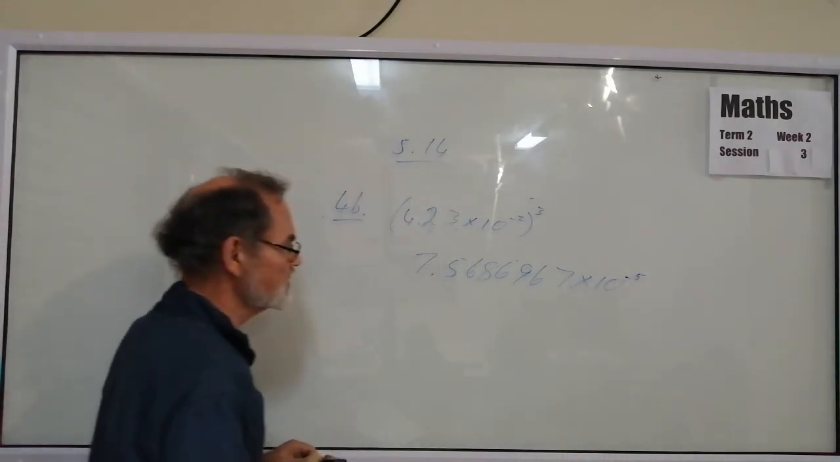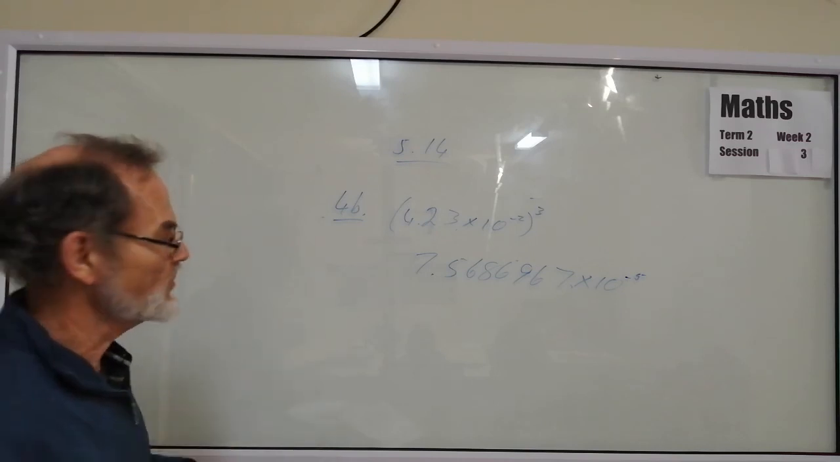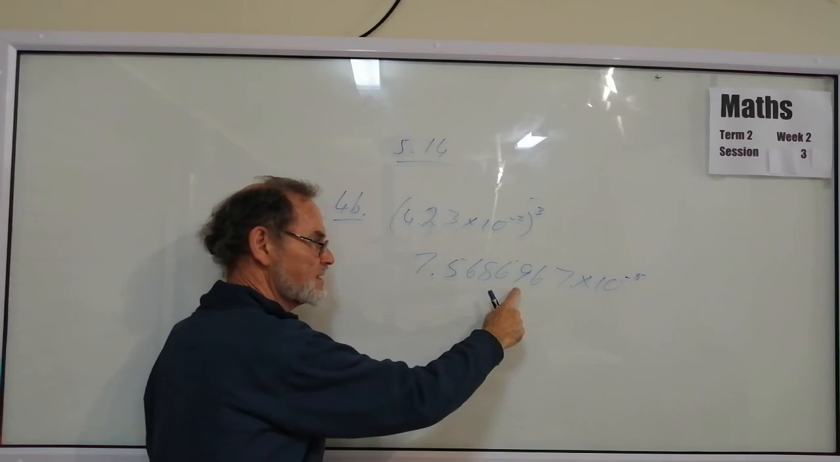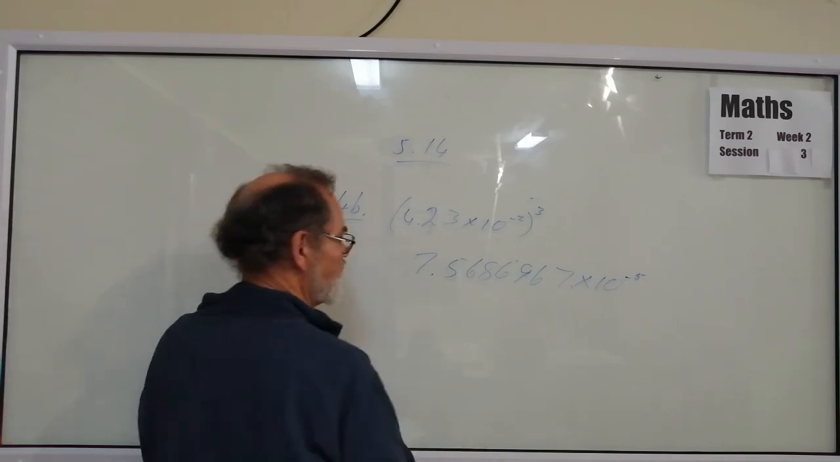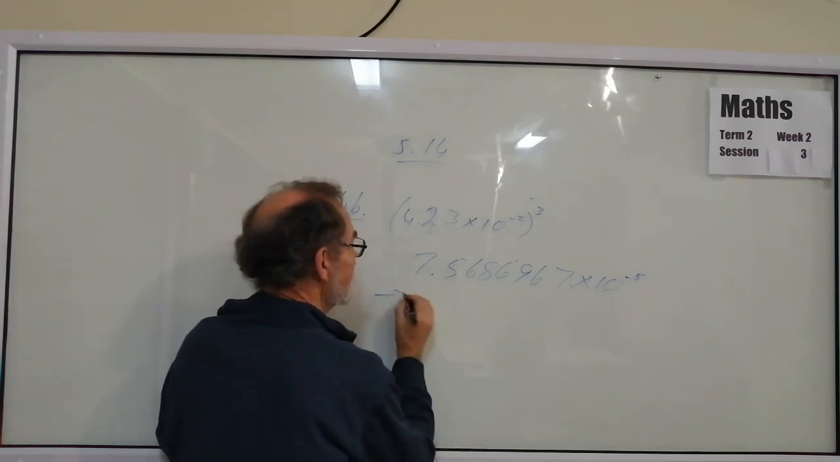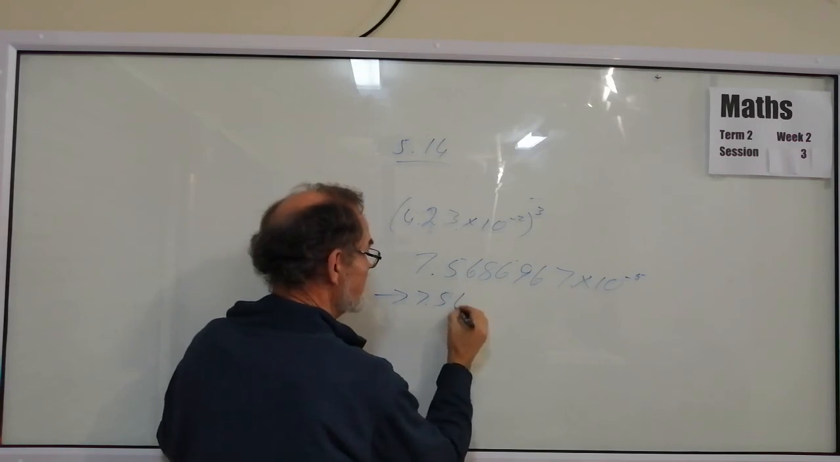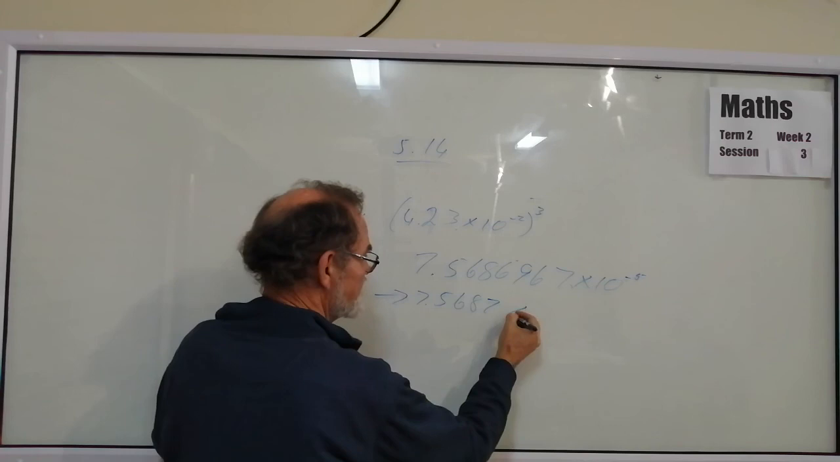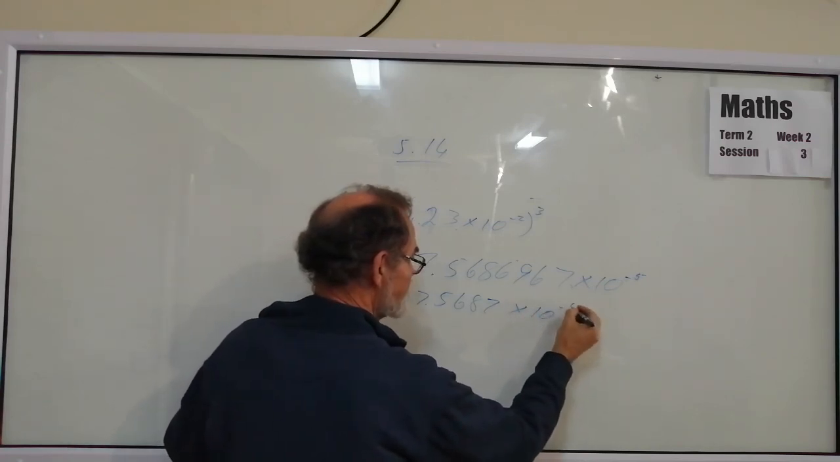Already in scientific notation, but we want 5 significant figures. 1, 2, 3, 4, 5. But don't forget this 9. This 9 is going to make the 6 one more. So our answer is then 7.5687 times 10 to the minus 5.